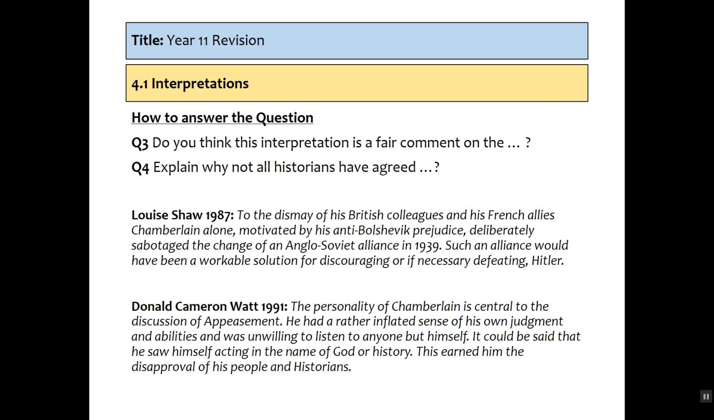Donald Cameron Watt in 1991 says, remember this is after the Cold War's ended, "The personality of Chamberlain is central to the discussion of appeasement. He had a rather inflated sense of his own judgment and abilities and was unwilling to listen to anyone but himself. It could be said that he saw himself acting in the name of God or history, and it earned him the disapproval of his people and historians." Again, another critical view of Neville Chamberlain. Why does it have this interpretation?